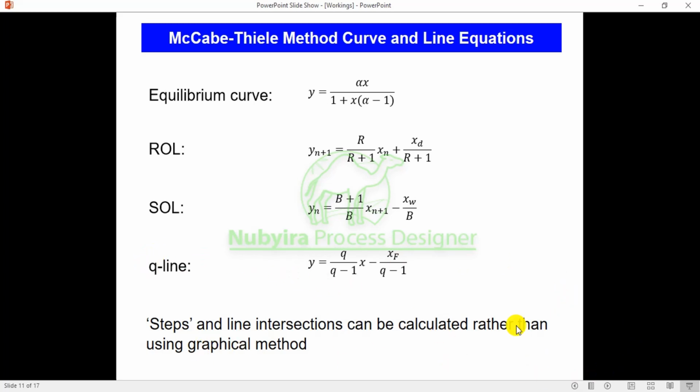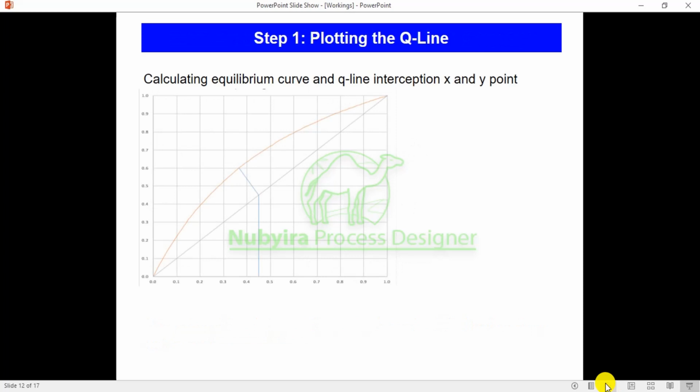So let's start with the Q line first. This is the first step that we are going to be plotting, the Q line, and it's going to be calculated from the equilibrium curve.